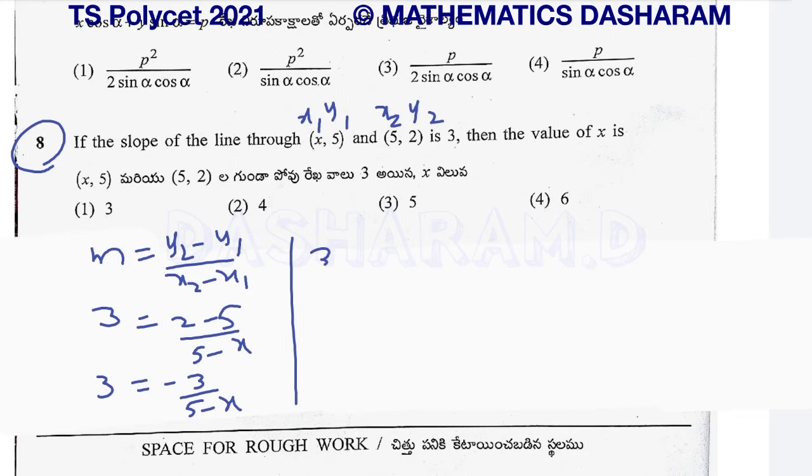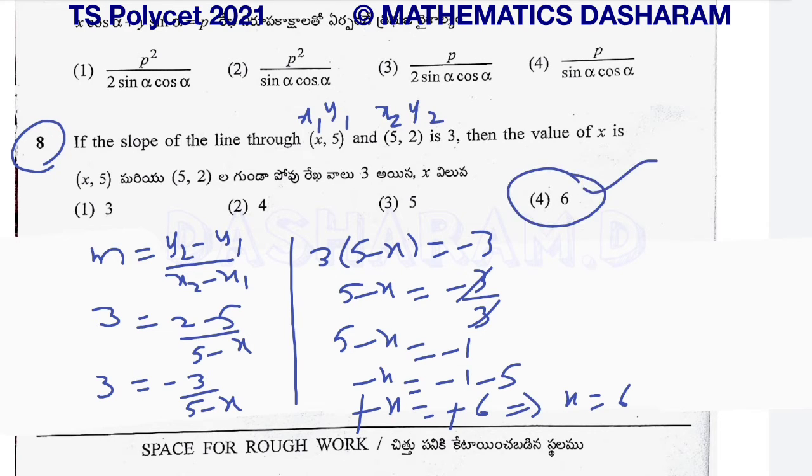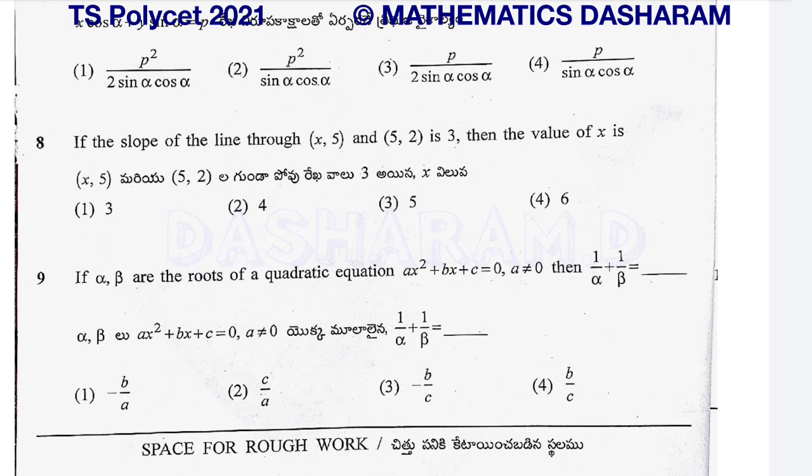So 3 into 5 minus x equal to minus 3. So 5 minus x equal to minus 3 divided by 3. Here 3 cancels. 5 minus x equal to minus 1. Minus x equals minus 1 minus 5. Minus x equal to minus 6. So then our required answer is x equal to 6. So here option 4 is correct. Next, the 9th question.